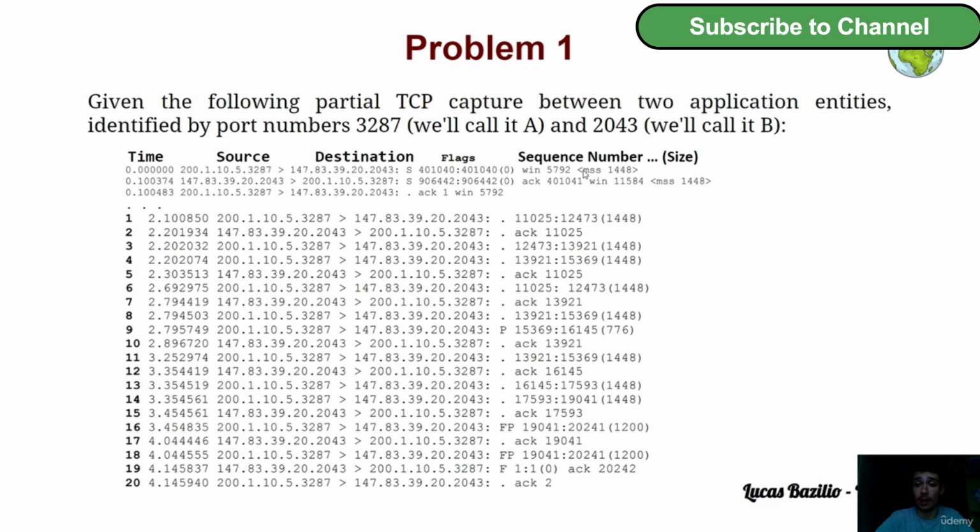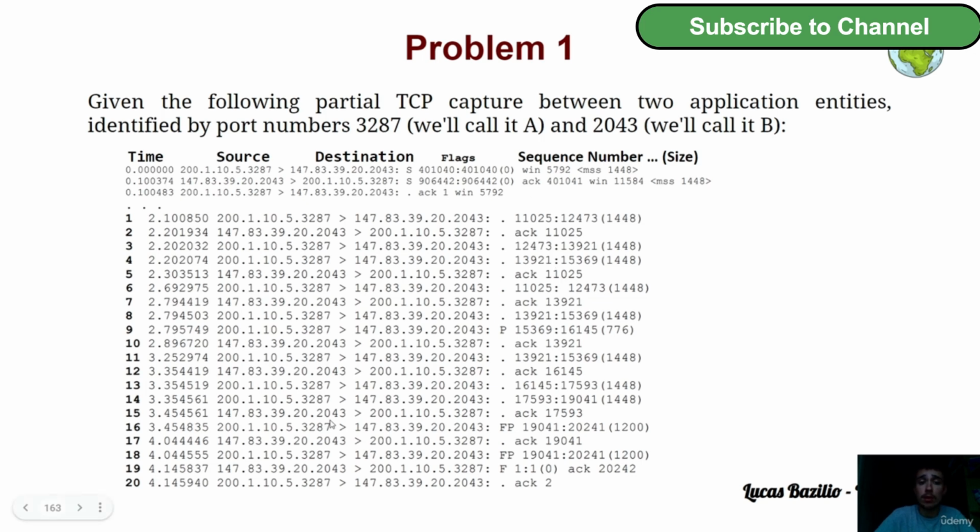And finally, we have the column of sequence number and size. The sequence number is merely the sequence number of the packet that we are sending. What we have in parentheses is the size, which is the size in bytes of the data that we are sending. Keep in mind that if we are not sending any data at all, if we are only sending the TCP header, then this size is going to be 0. There's no data to be sent, so this size is 0. We already saw this previously, right?